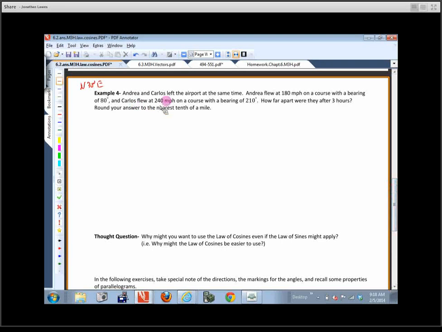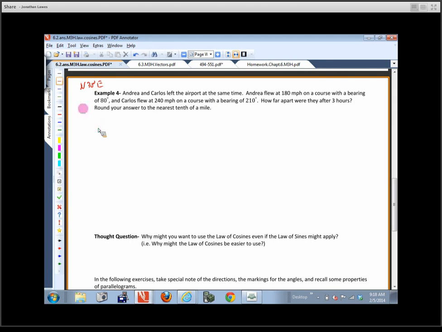So this says, Andrea and Carlos left the same airport at the same time. Andrea flew 180 miles per hour on a course with a bearing of 80 degrees. And Carlos flew 240 miles per hour on a course with a bearing of 210 degrees. How far apart were they after 3 hours? Round your answer to the nearest tenth of a mile.